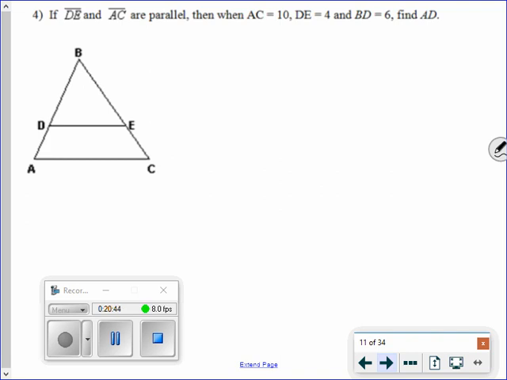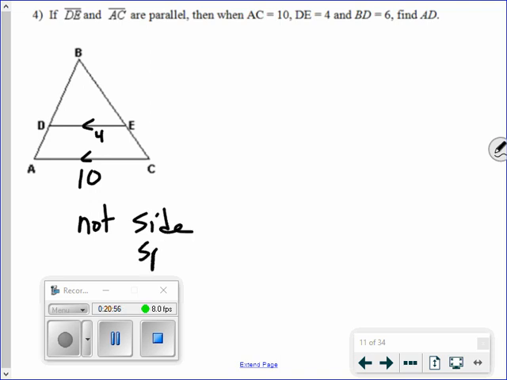Okay, we're now into number 4. So they hit me with parallel. I know all about parallel. They tell me AC is 10 and DE is 4. So as soon as I label those, this is not side splitter. Okay, then they tell me B to D is 6, and they want me to find A to D.